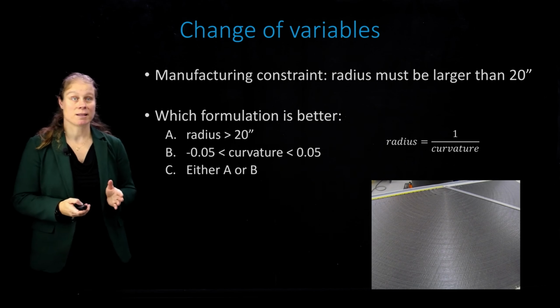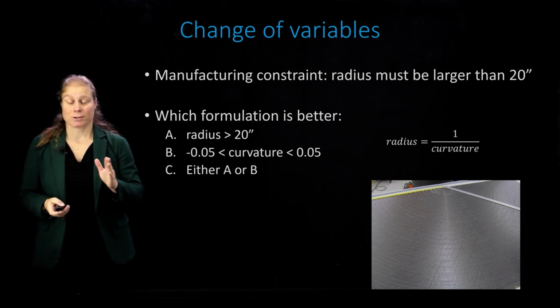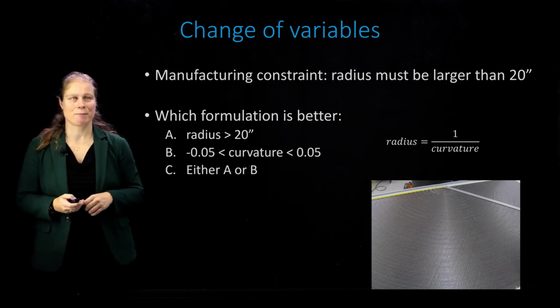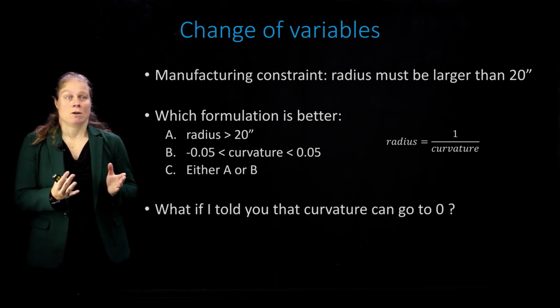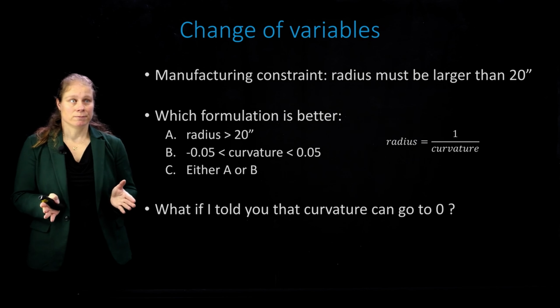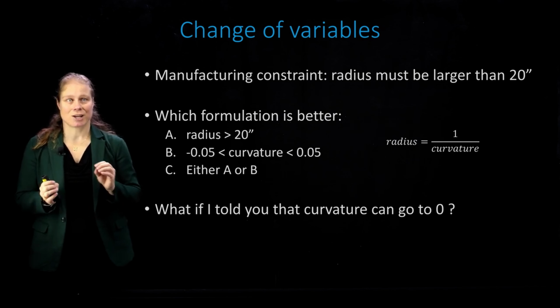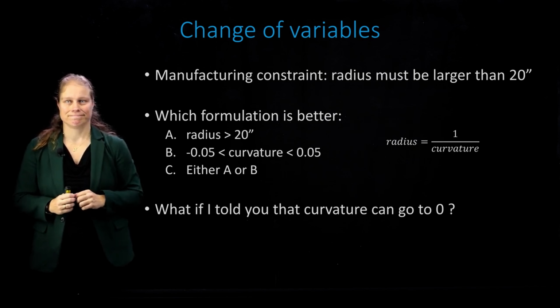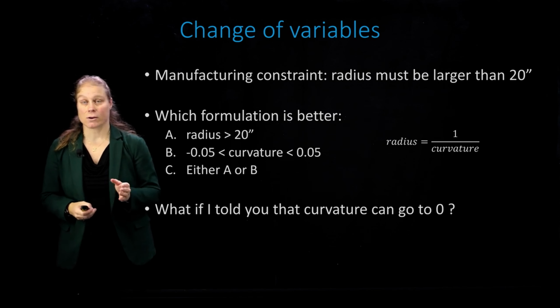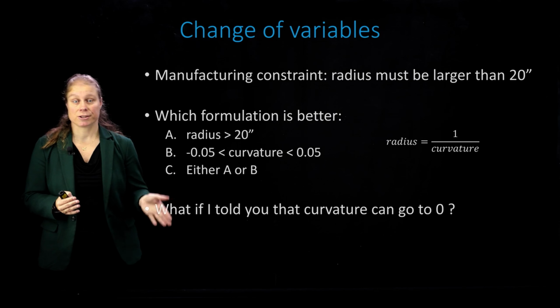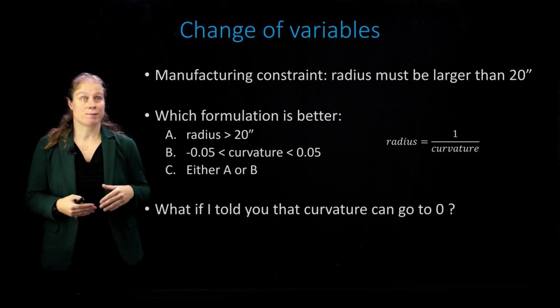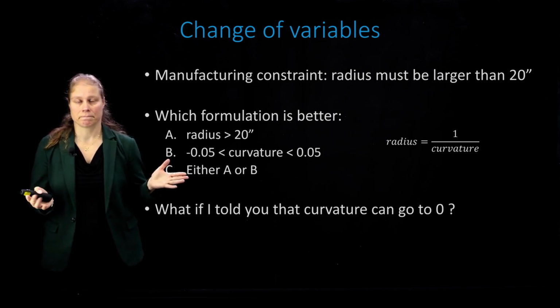Now, assuming that you made up your mind, remember what you picked. I'm going to give you a hint. What if I told you that curvature can go to 0? Does that change your answer? Okay, so you're probably thinking, okay, so what? If curvature goes to 0, radius goes to infinity. Infinity is bigger than 20, no problem.